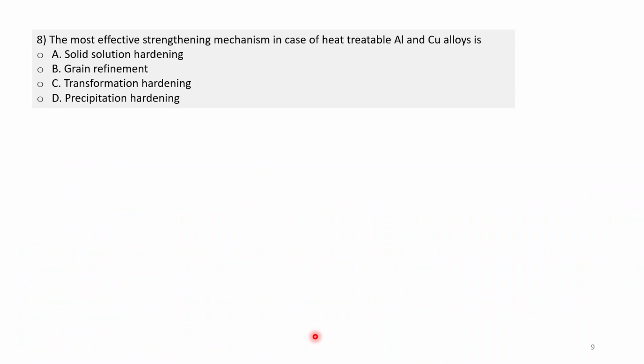Next question is, the most effective strengthening mechanism in case of heat treatable aluminum and copper alloys is? Your options are solid solution hardening, grain refinement, transformation hardening and precipitation hardening. So the correct answer will be precipitation hardening.